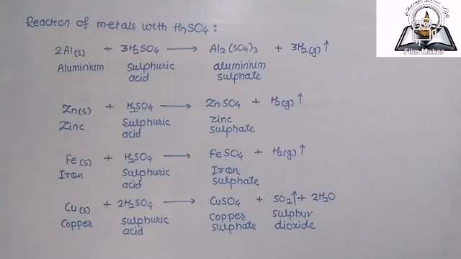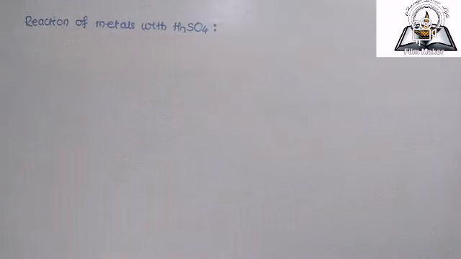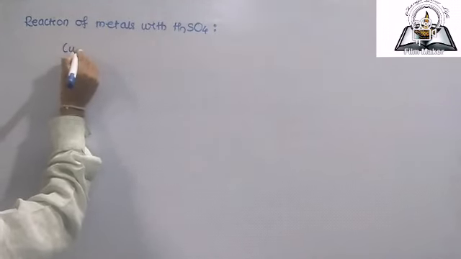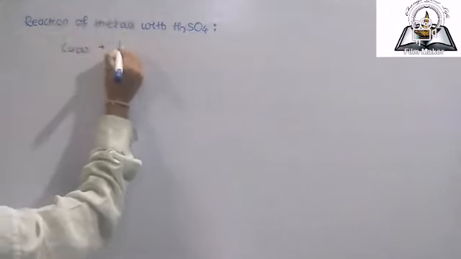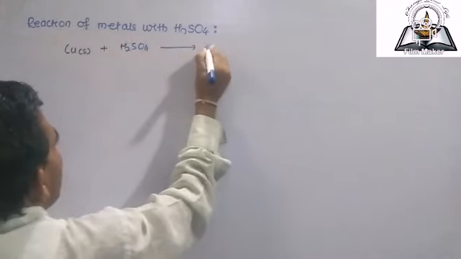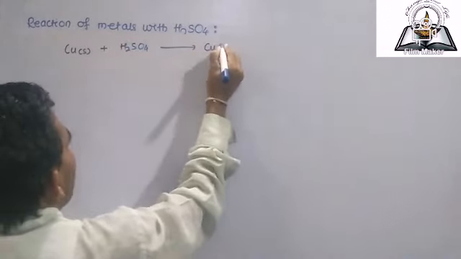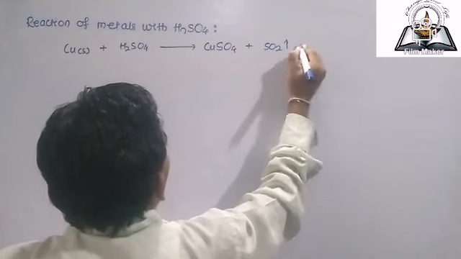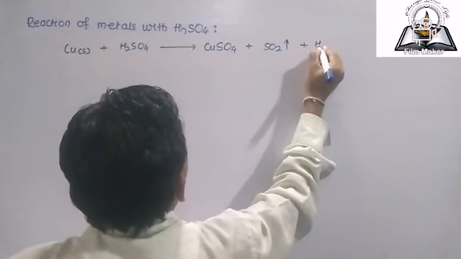Copper is the least reactive element and H2SO4, that is sulfuric acid, is a strong oxidizing agent. Let us continue this statement again. So we write this reaction once more. Copper in solid state plus sulfuric acid, that is H2SO4, gets converted to CuSO4 plus SO2 gas gets liberated along with the water molecule, that is H2O.